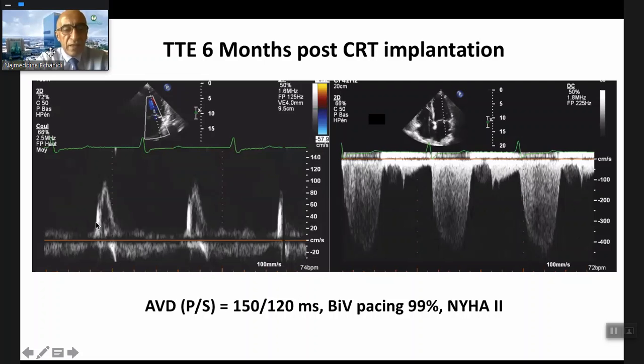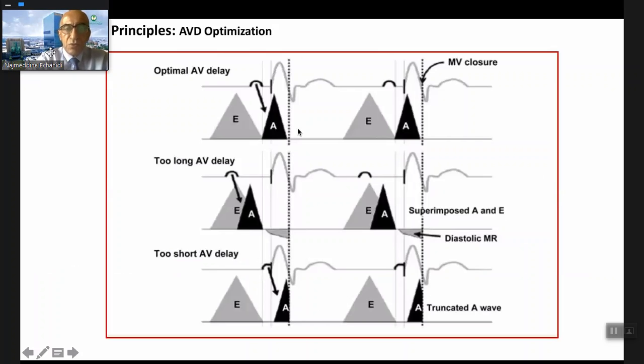You can appreciate here that the E wave and the A wave are completely fused. Not only this, you can see here, for those who are familiar with echo, that this patient was presenting with diastolic MR. And we took time to optimize the AV delay, and this is really a nightmare for both electrophysiologists and echocardiographers. So you need to have an echocardiographer, or at least a sonographer, with you while doing this.